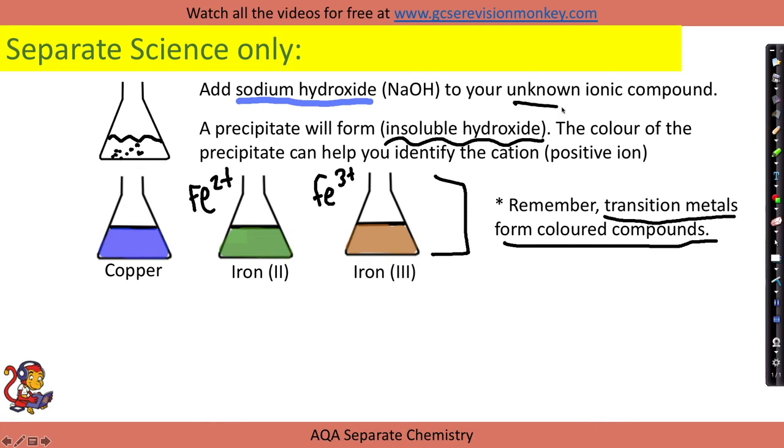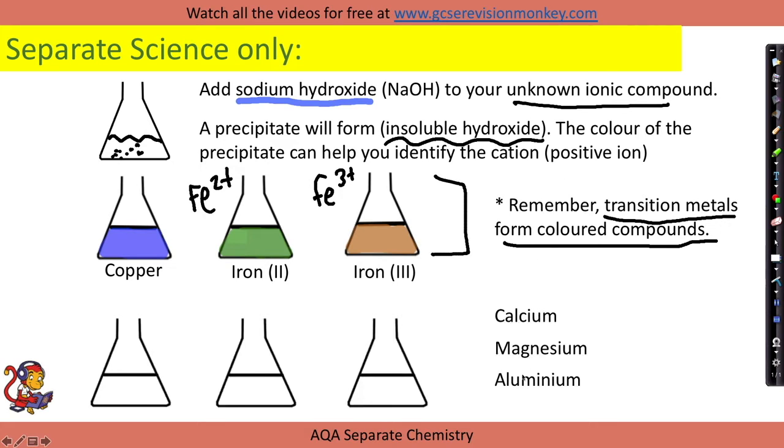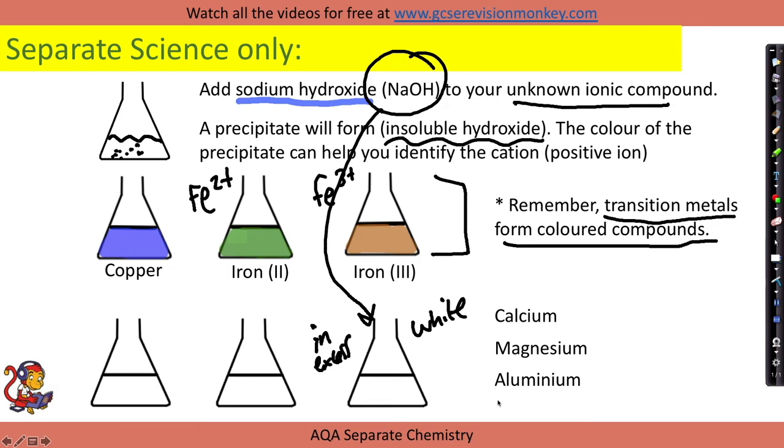If, however, your unknown compound contains calcium, magnesium or aluminium, then a white precipitate will be formed. Because all of these are white, you'd need to do further tests to find out whether it's actually calcium, magnesium or aluminium you've got. Now, to determine if you've got aluminium or not, you can add sodium hydroxide in excess to the solution. And with aluminium, if you add excess sodium hydroxide, it turns colourless because the precipitate that you've just made dissolves back in the solution. So that will help you identify the aluminium.